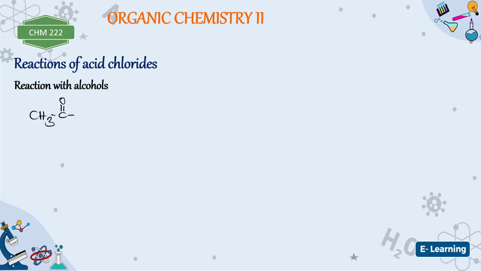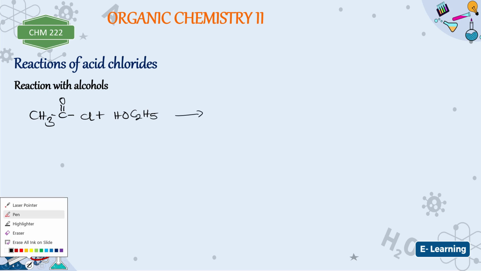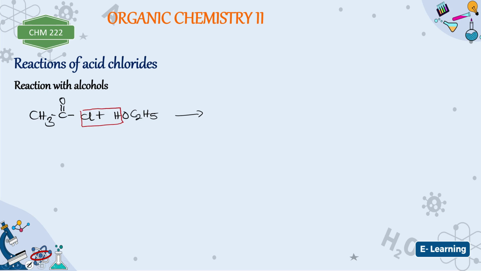The reactions with alcohol. Now, if you react these compounds with alcohol, they are going to form esters. All right, so we have C2H5. Now, when we react this, it's going to give us an ester. Now, how? This chlorine will react with the hydrogen from here to form what? Hydrogen chloride. And then every other thing there will combine together.